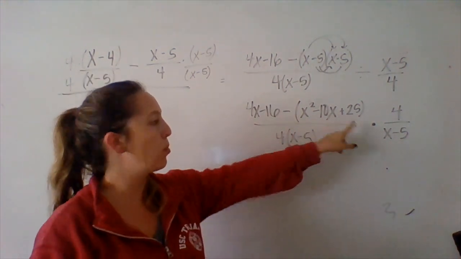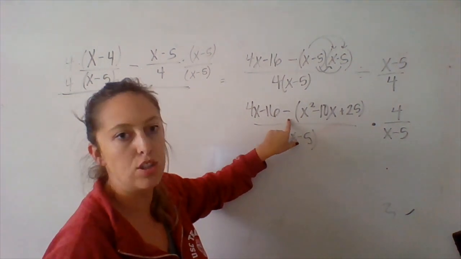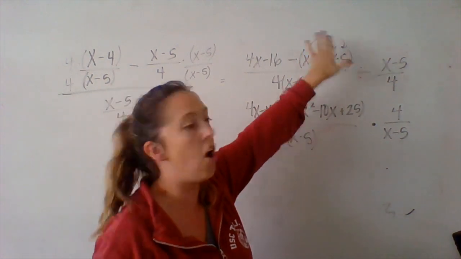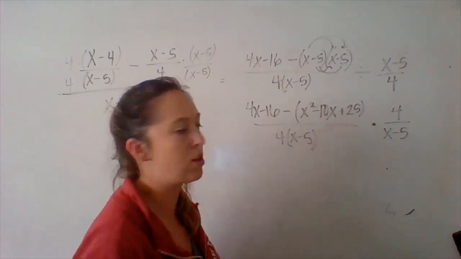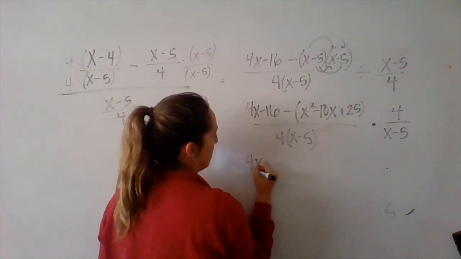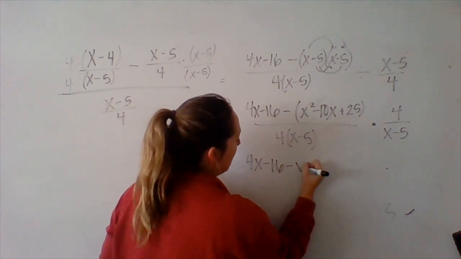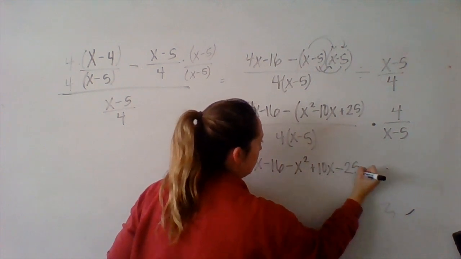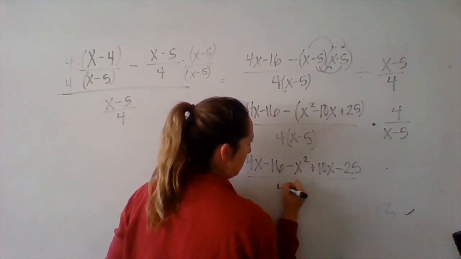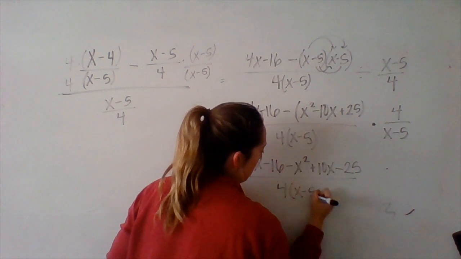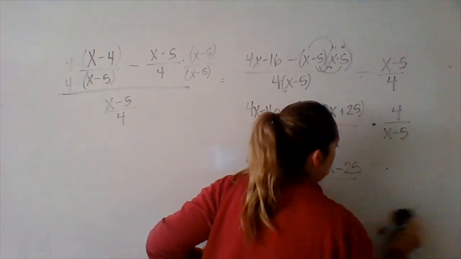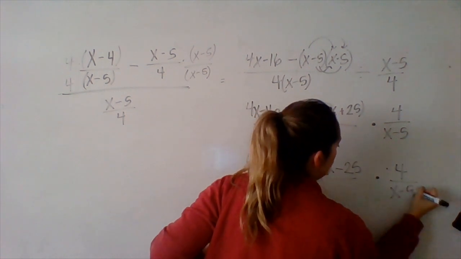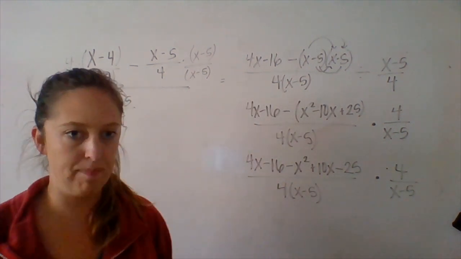The reason I included parentheses is because of this minus sign. When you're doing subtraction, you have to be really careful to remember that we're subtracting all of these terms. So this minus is going to be distributed. So I have 4x minus 16 minus x squared plus 10x minus 25 all over 4 times x minus 5. And then I have times, I can't do anything over here yet, so I'm just going to leave that until we get to that step.